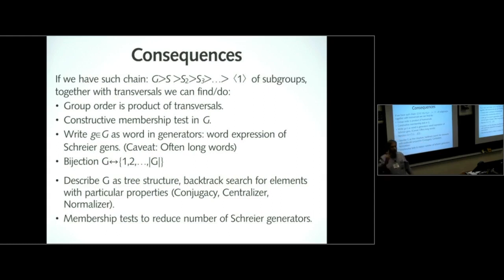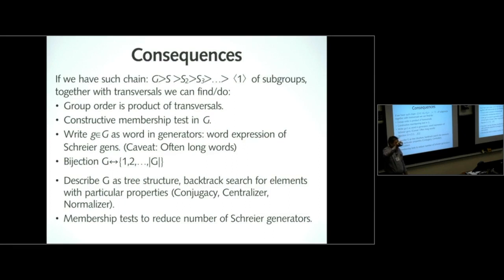So let's assume it is in the orbit. Well, if it is in the orbit, I have the transversal element, an element in the group which mapped omega to the same image as x does. So I divide off the transversal element, so I get x divided by some element in the group, and this quotient must map omega to itself. So I've now reduced the question, is x in the group, to the question, is this quotient of x with a group element in the stabilizer of omega?